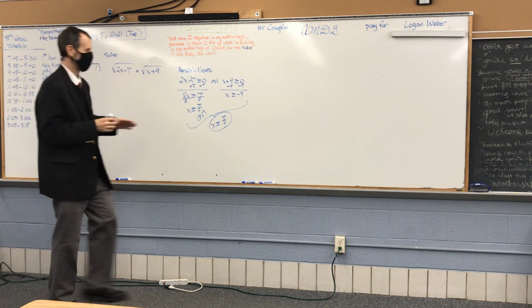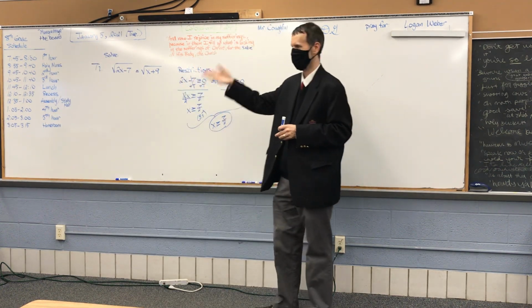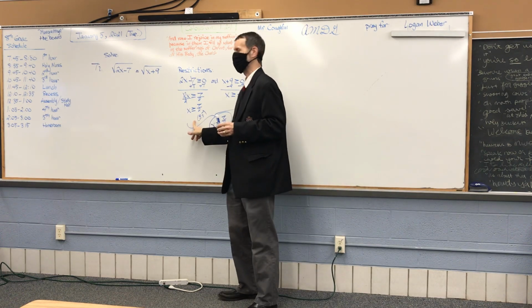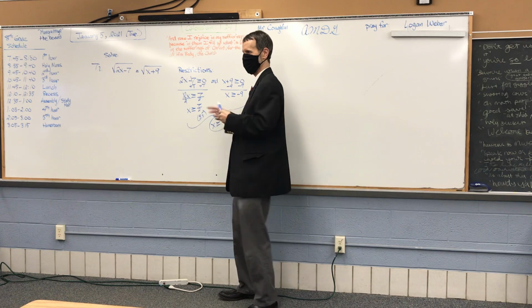So anything bigger than negative 9, that means like negative 8, negative 7, negative 6, negative 5, negative 4, 0, 1, 2, 3. If you go bigger than positive 3.5, you're definitely going to make this happy. That make sense? Let me do a number line.